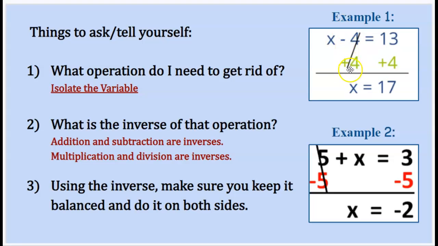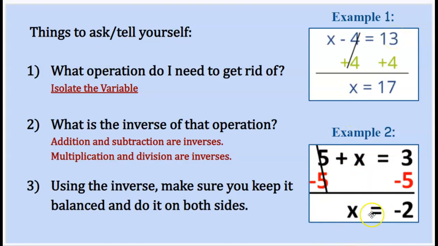So that's the inverse. And so whatever I do to one side, I have to do the other side. So I would add 4. And then if you notice, it says x equals 17. You can always check your work by plugging it in. So if I plug in 17 for x right here, 17 minus 4 does get me 13.